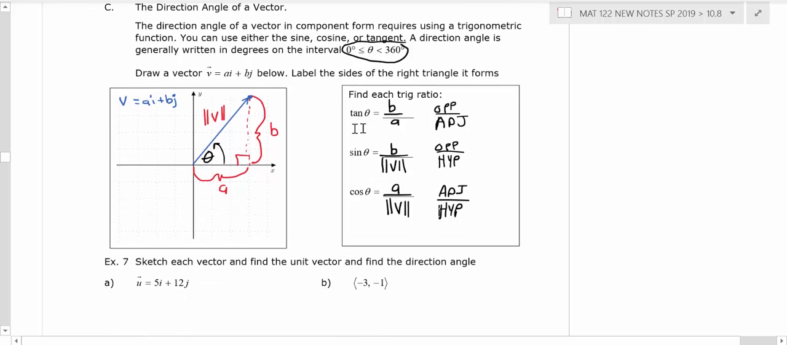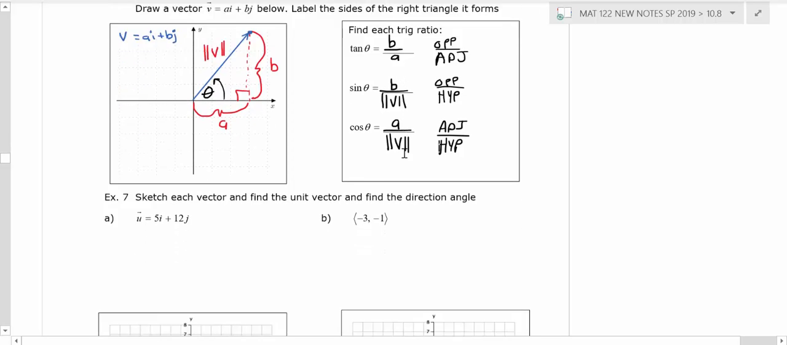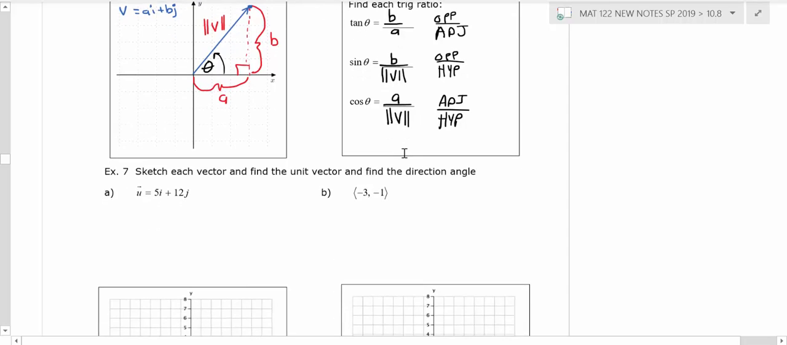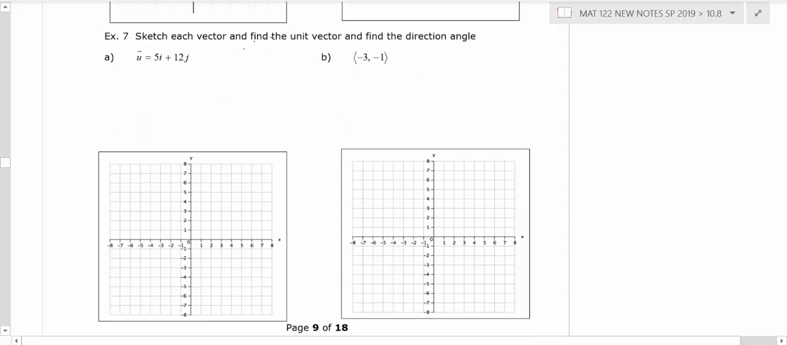So it's kind of up to you. Most of the time I just use the tangent when I'm doing a direction angle. I find that to be about as easy as anything, but you can use any of those that you want to. Okay, so let's go ahead and do the direction angle on these. You'll need your calculator to do some of these too.